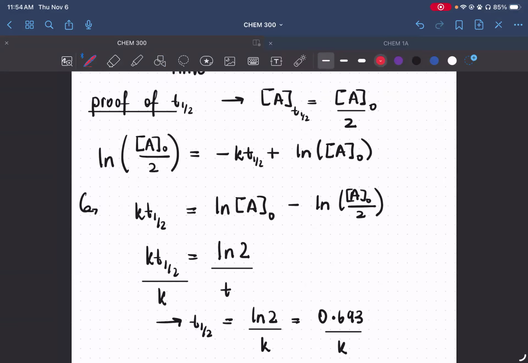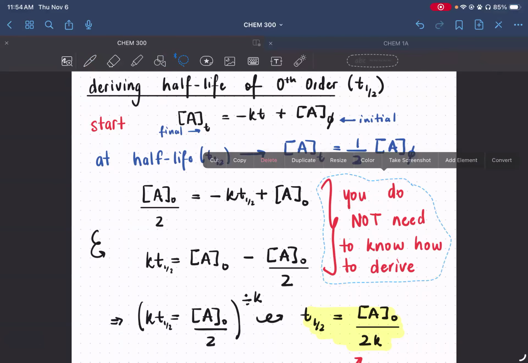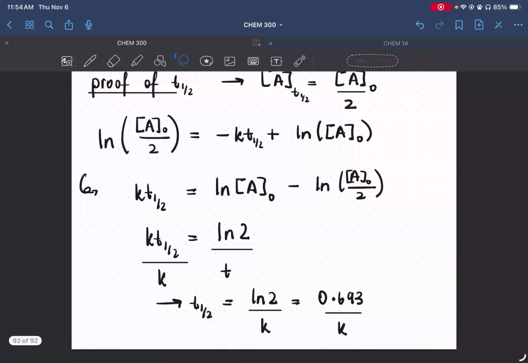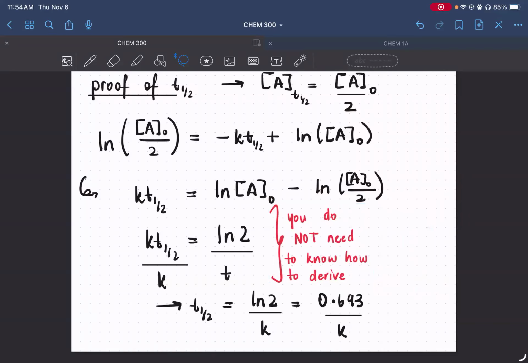Just as before, though, you do not need to know this derivation. You just need to understand where this equation comes from.